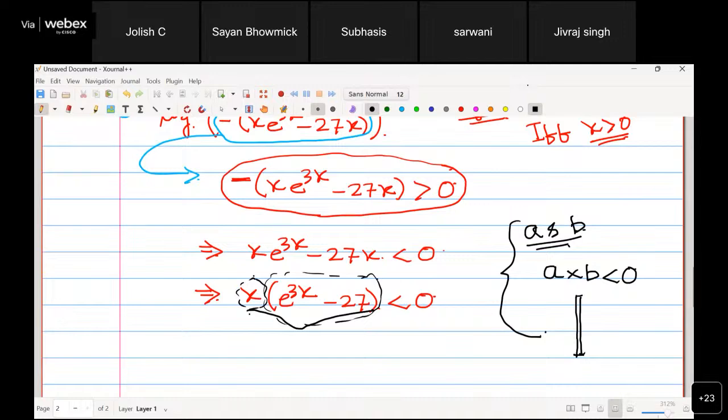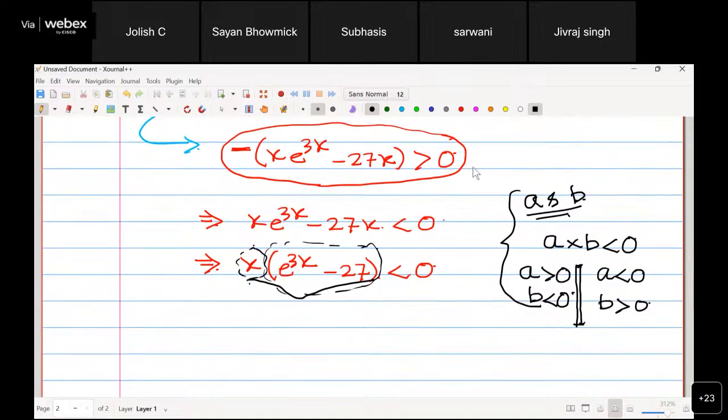So you have basically two cases. One case is when a is greater than 0 and b is less than 0. Another case is when a is less than 0 and b is greater than 0. If I take a positive and b positive, then certainly this is not possible. And if I take a negative and b negative, then certainly this is not possible.